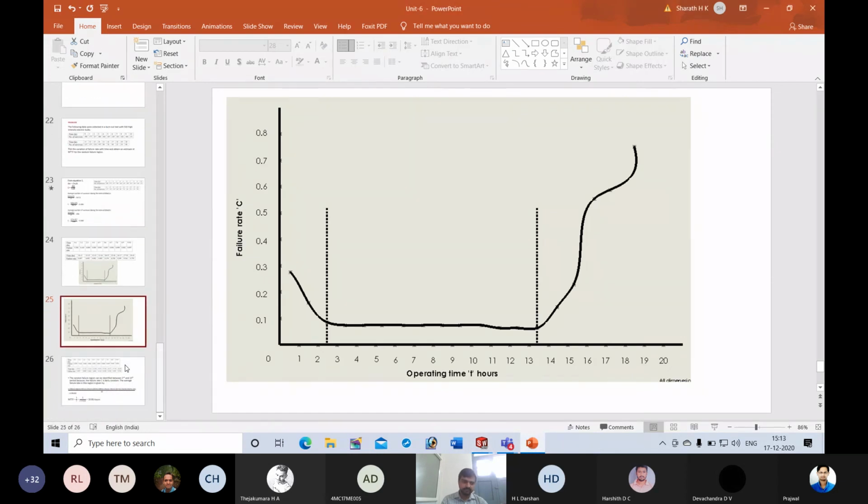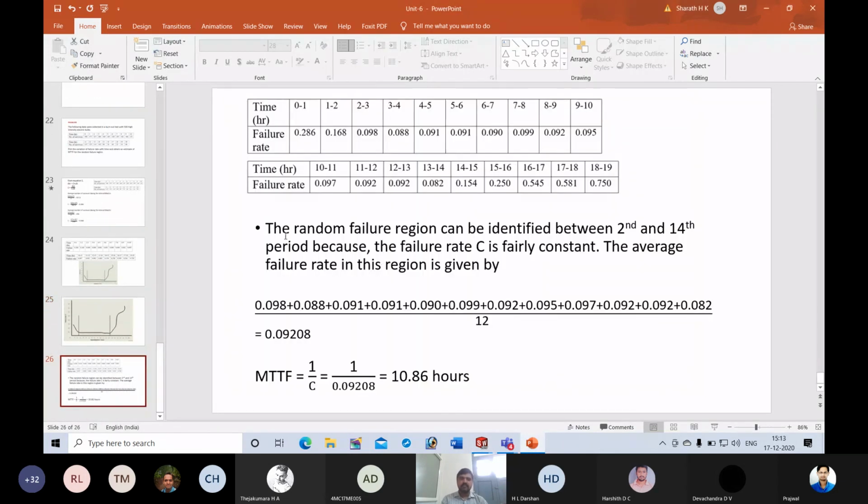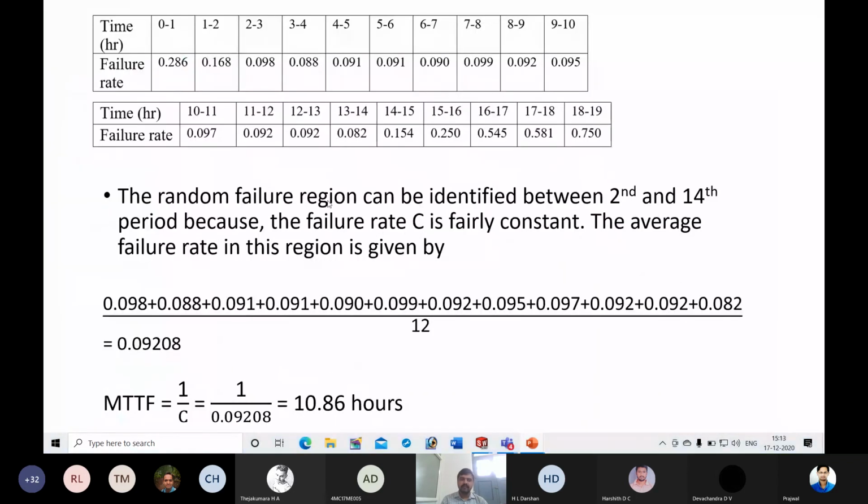Next, the random failure region can be identified between the second and 14th period, because the failure rate is fairly constant between these two. If you look at the values, 2 to 3 also is nearer to 0.09. There is a difference of only 0.008. If you take 0.09 as reference, all these values are nearer to that.